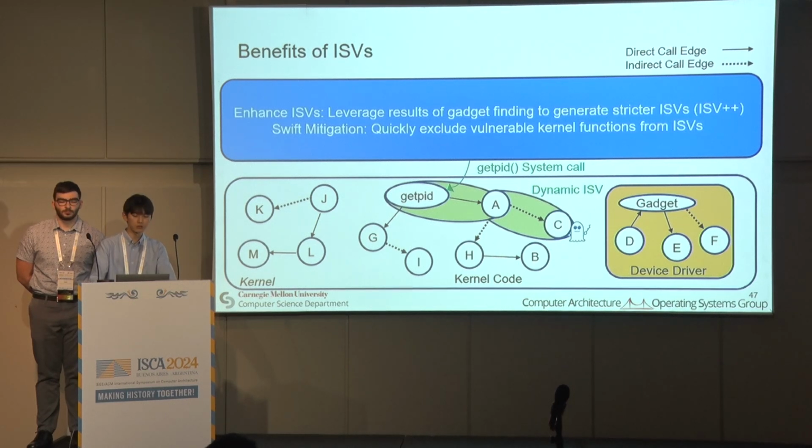Third, we can leverage the results of gadget finding to exclude those gadgets from the ISVs. Suppose we found a gadget in function C. Then we exclude that function from the ISV to generate an enhanced ISV, or what we call ISV++. Furthermore, Perspective's OS hardware interface allows ISVs to be quickly generated or modified offline without any kernel modifications.